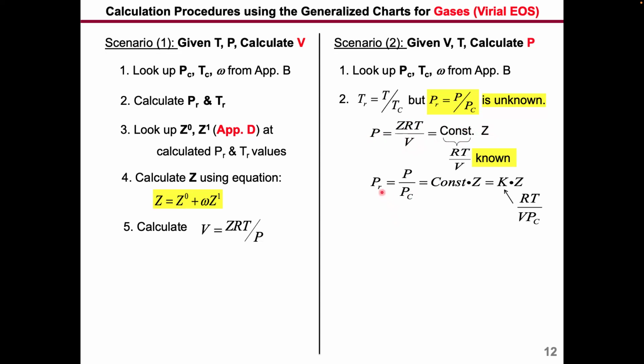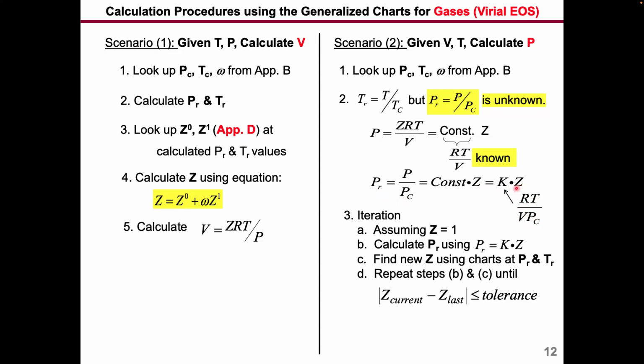And then PR, since we know P is equal to constant times Z, PR is equal to P divided by PC. And again, PC we can look up. It's a constant value for a particular species. So in the end, we know PR is also some kind of constant times Z. And this constant is going to be RT divided by V PC, right? All these T, V, PC you can look up, okay? So we know P is some constant times Z, okay?